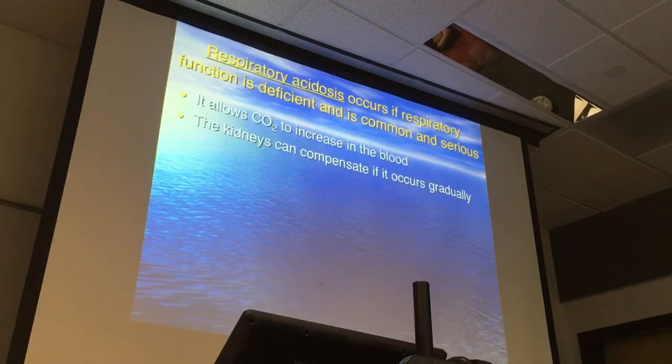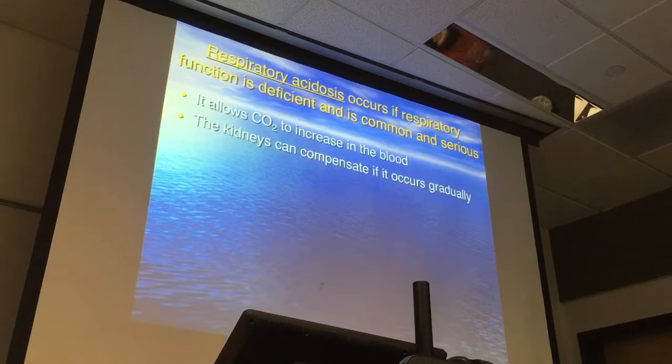So if you have emphysema, not enough ability to get rid of CO2, your blood pH will drop. If you hold your breath for a long time, your pH in your blood will drop as CO2 builds up. It will happen every time. Okay? Your kidneys can compensate if it occurs gradually. If it occurs quickly, your kidneys can't suddenly ramp themselves up and get rid of a lot of hydrogen ions. Just can't do that. Okay?